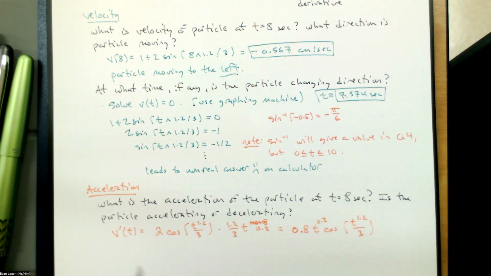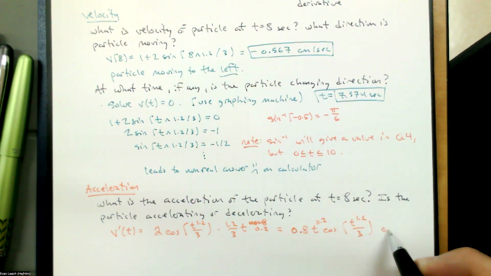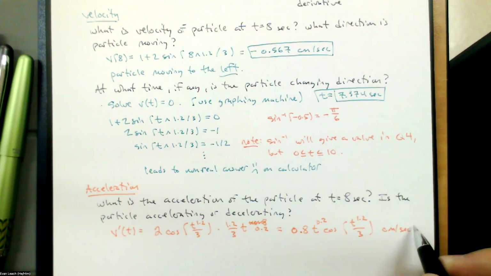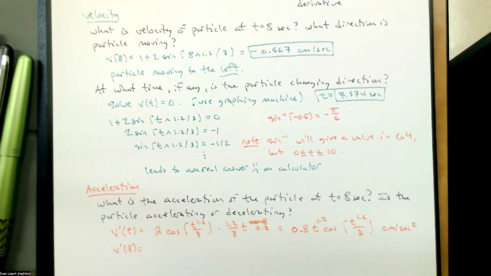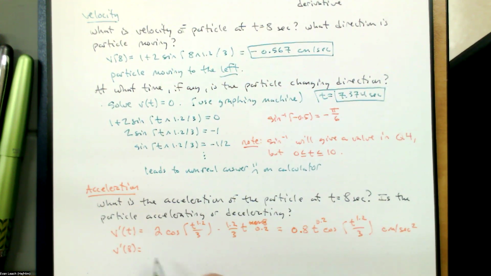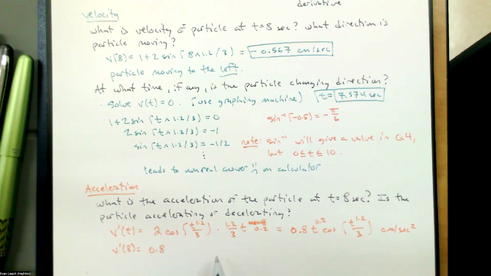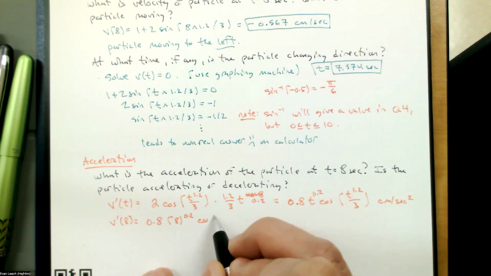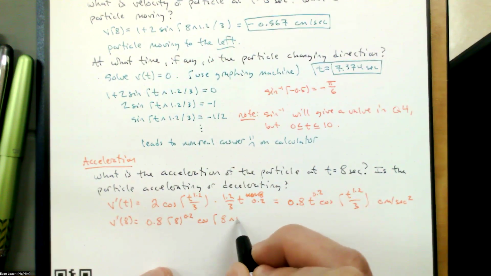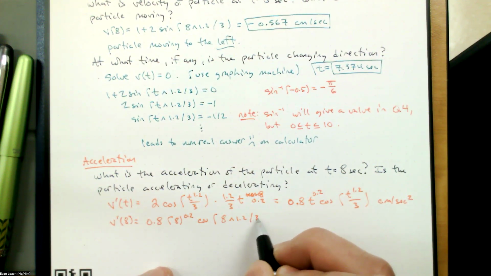So what we want actually is the acceleration of the particle in centimeters per second squared. The acceleration at 8 seconds would just be plug in 8. 0.8 times 8 to the 0.2 times the cosine of 8 to the 1.2 divided by 3.